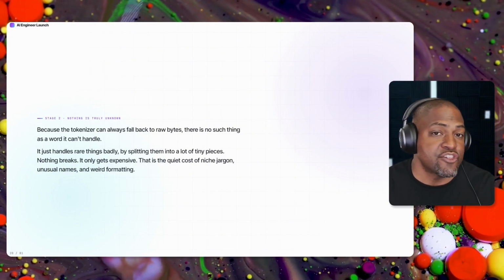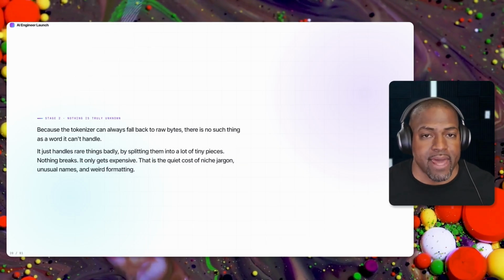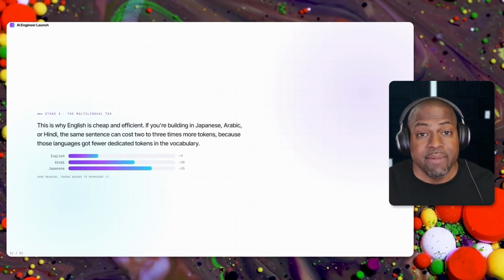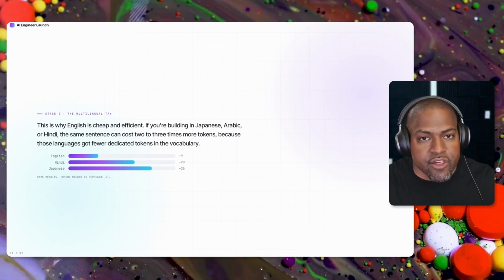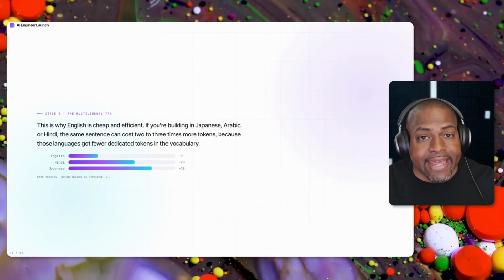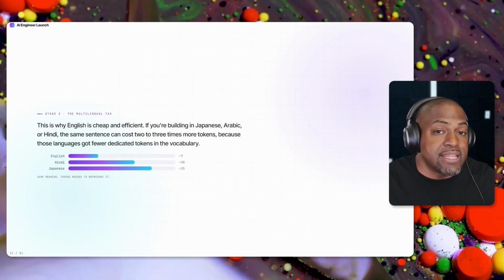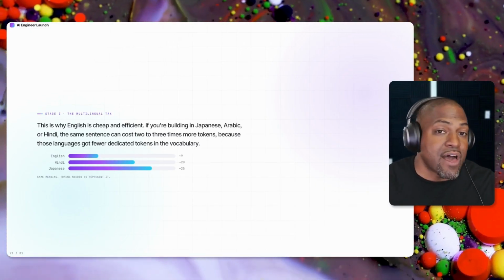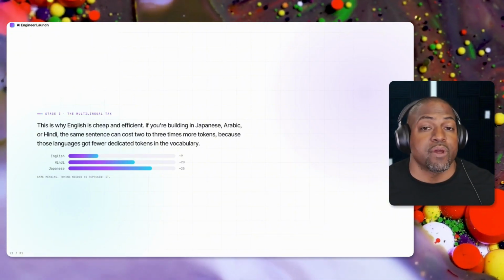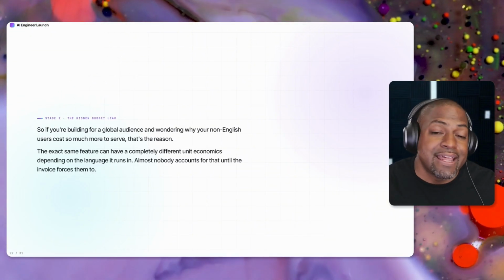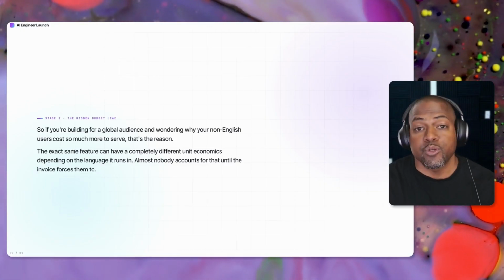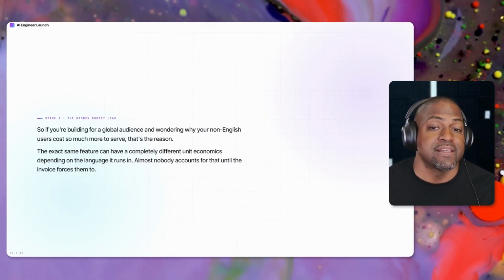That's the quiet cost of niche jargon, unusual names, and weird formatting. English is cheap because training data was English heavy. The same sentence in English, for example, could be 9 tokens. Hindi could be 20 tokens. Japanese could be 25 tokens. Billing for non-English users costs 2 to 3 times more per message. The same feature has completely different unit economics depending on the language it runs in. Almost nobody accounts for this until the invoice forces them to.